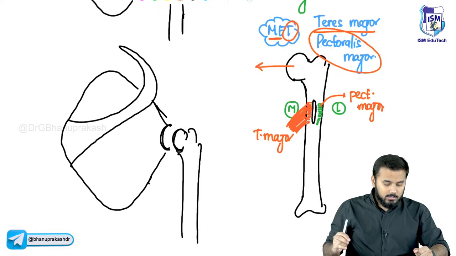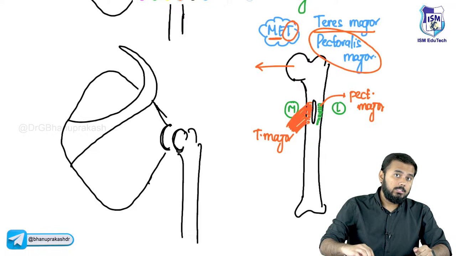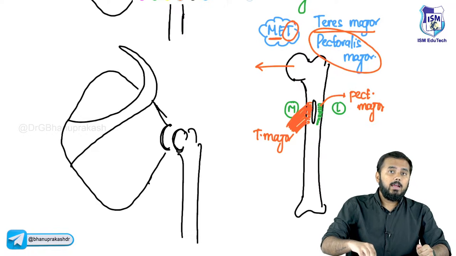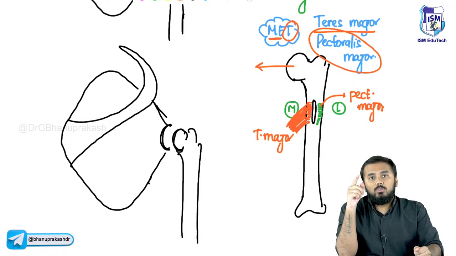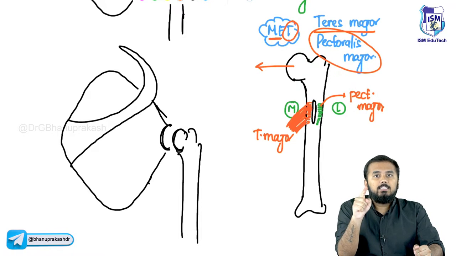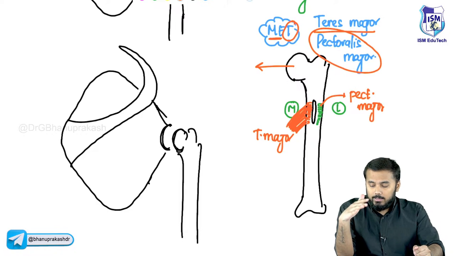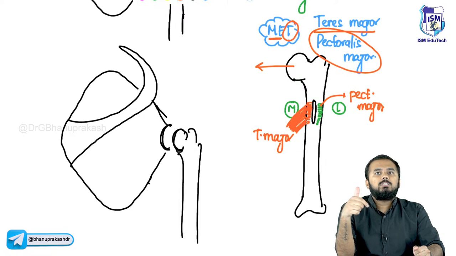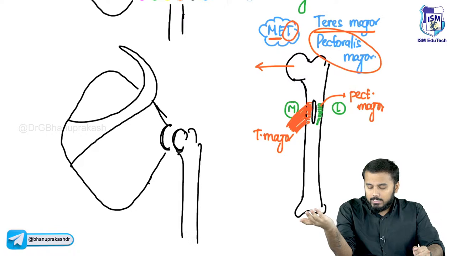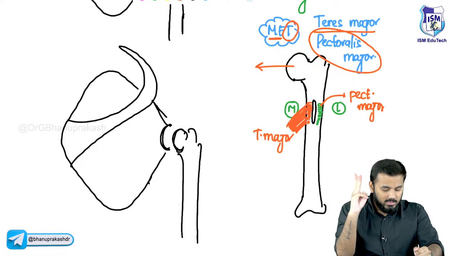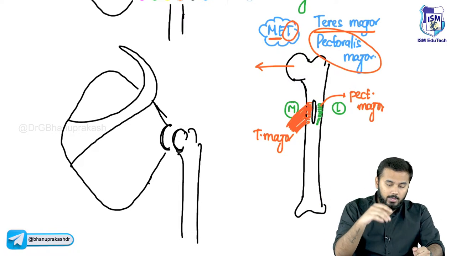This question, guys, almost every year they ask. Which muscle is attached to the bicipital groove? That is your latissimus dorsi. Which muscle is attached to the medial lip? That is your teres major. Which muscle is attached to the lateral lip? That is your pectoralis major. OK, remember these three things please.